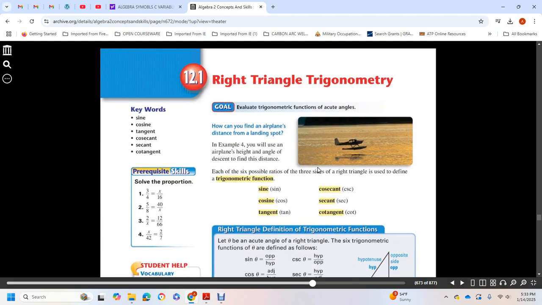Right triangle trigonometry. Evaluate trigonometric functions of acute angles. There are 6 possible ratios of the 3 sides of the right triangle. These define the trigonometric functions: sine, cosine, tangent, cosecant, secant, and cotangent.